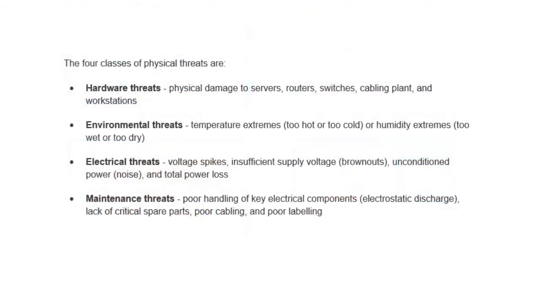Four classes of physical threats are: hardware threats, which may cause physical damage to servers, routers, switches, cabling plant, and workstations; environmental threats, such as temperatures too hot or too cold, or humidity extremes, too wet or too dry; electrical threats, such as voltage spikes, insufficient supply voltage, brownouts, unconditioned power, noise, and total power loss; and maintenance threats, such as poor handling of key electrical components, electrostatic discharge, lack of critical spare parts, poor cabling, or poor labeling.